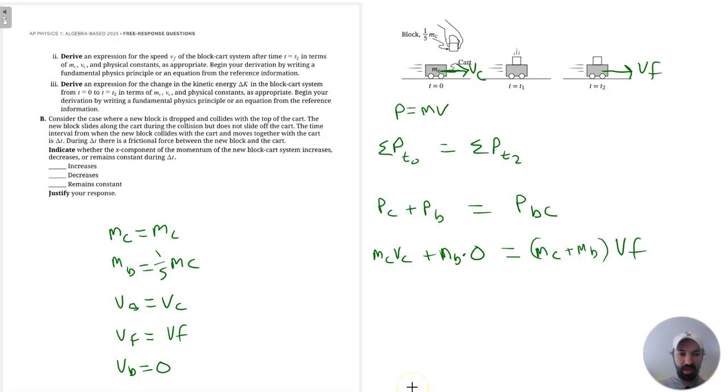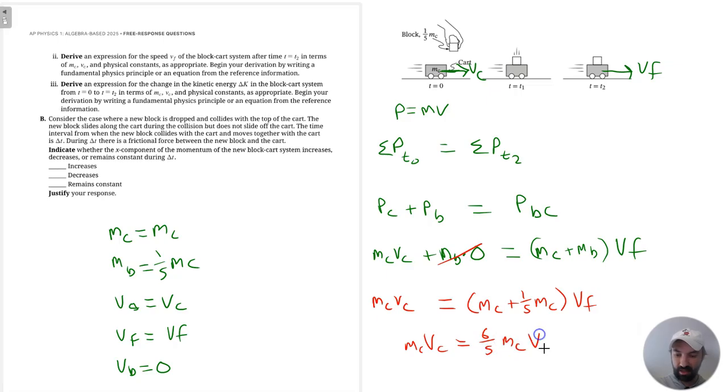We know that the mass of the cart is mc, the velocity of the cart is vc. We know that anything times 0 equals 0. We know that the mass of the cart is mc, and the mass of the block is 1/5 mc, and we know that the final velocity is vf. This leaves us with mc vc is equal to 6/5 mc vf.